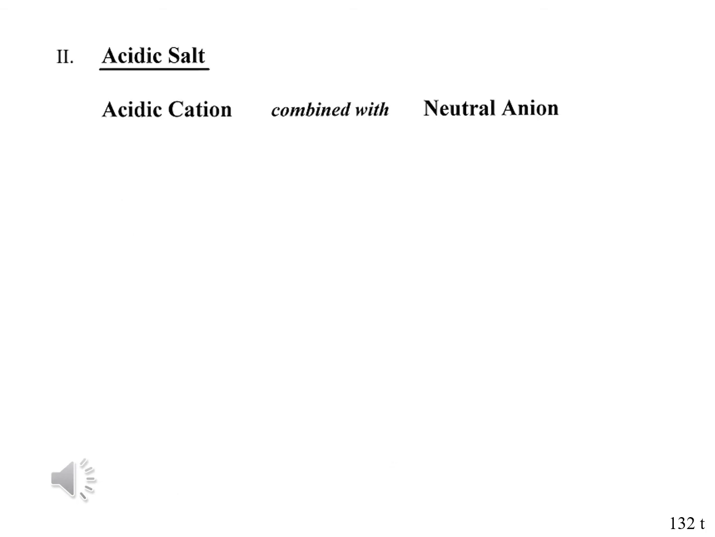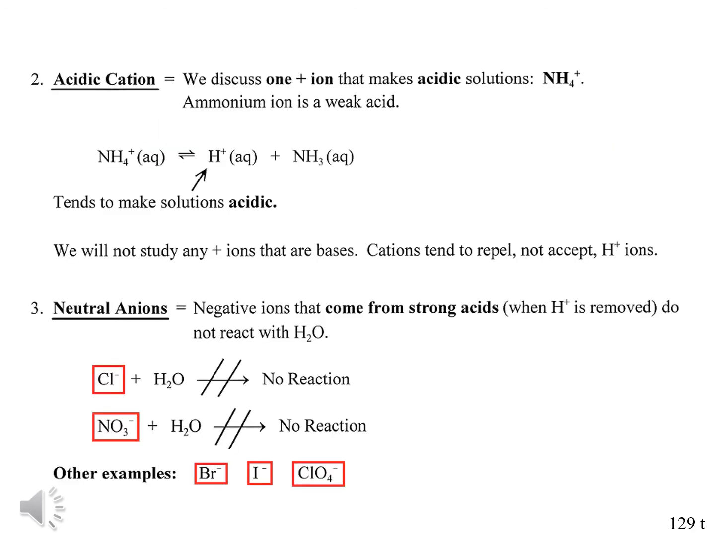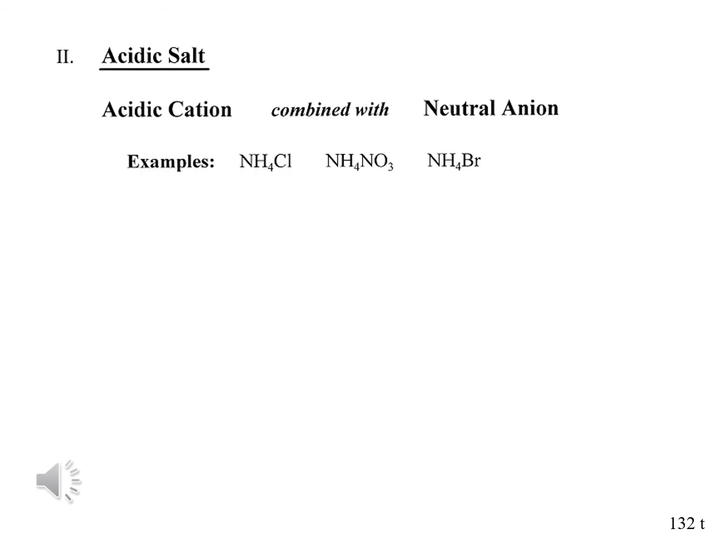If you want to make an acidic salt, what you're going to do is put together an acidic cation with a neutral anion. The only acidic cation I want you to be familiar with is ammonium, and so that's the one you would start with, and then you would put with it one of those anions that comes from a strong acid. And here are the 5 ions that are neutral. So there's only really 5 of these compounds that we would talk about, and I showed you 3 examples of them here.